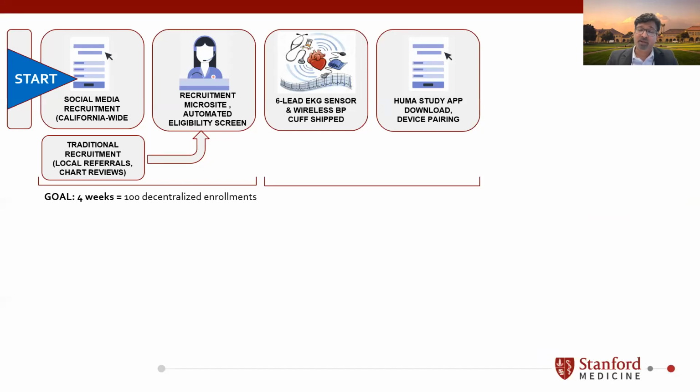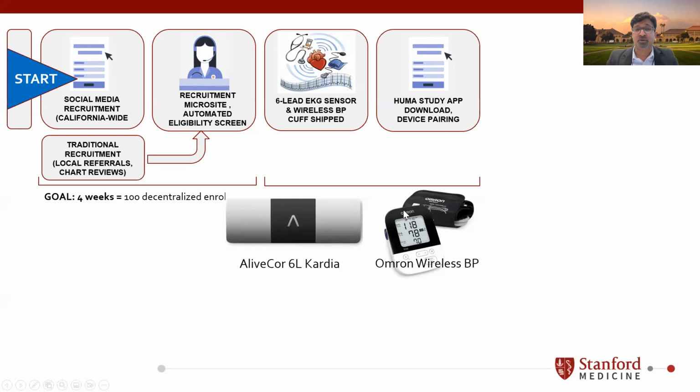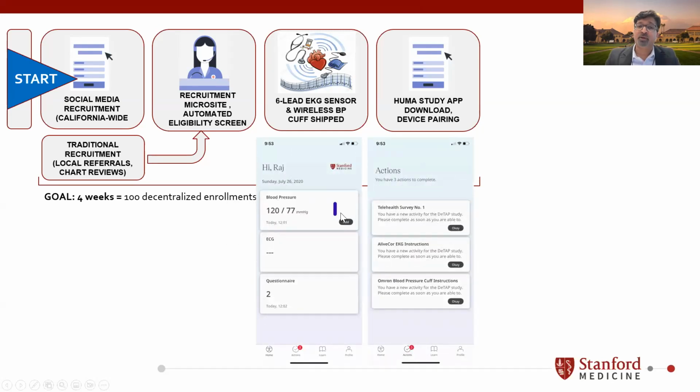And if they did, they were sent a link to the HUMA study app, which was the primary mechanism of communication for all aspects of the study. And they were sent 2 devices, an AliveCor Kardia 6L device, which produces a 6-lead EKG, and an Omron wireless blood pressure cuff. Those 2 devices paired with the HUMA app, and this is an example of the app where they could record blood pressures, EKGs, they could complete questionnaires, they could have asynchronous chats, they would get reminders and surveys, as well as education about their own condition.